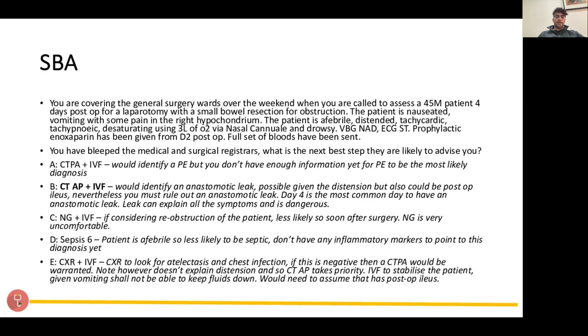If he was to have a post-op ileus, those two come hand in hand and present really similarly, so when you're considering a patient that has a post-op ileus, you would still do a CTAP to rule out an anastomotic leak. If you called the general surgical registrar at this point, they would likely advise you to request a CTAP. And then if that comes back as negative, you would then consider going for a chest x-ray and then a CTPA otherwise. So you need to put it into context with what's going on.